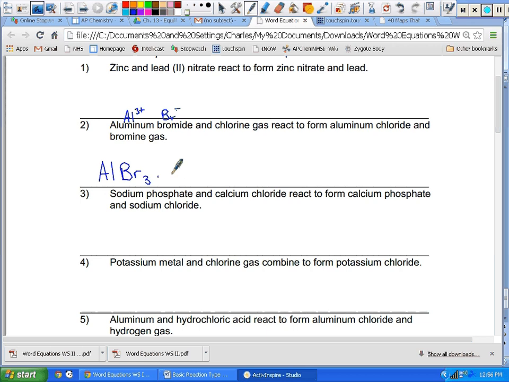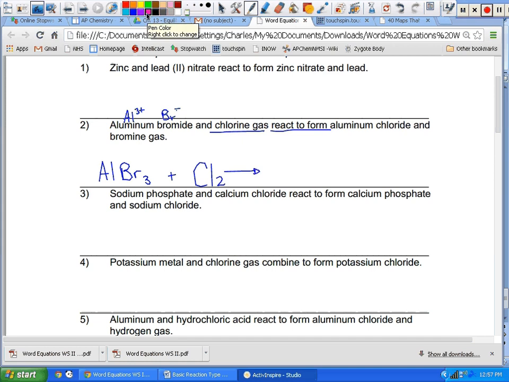All right, Joanza. And chlorine gas. What are you going to write? Very good. Everybody, why is there a 2 behind chlorine? Do not forget the diatomics. That will destroy your grade if you don't put the diatomics. Now, react to form. What is that going to give us? The arrow, right?